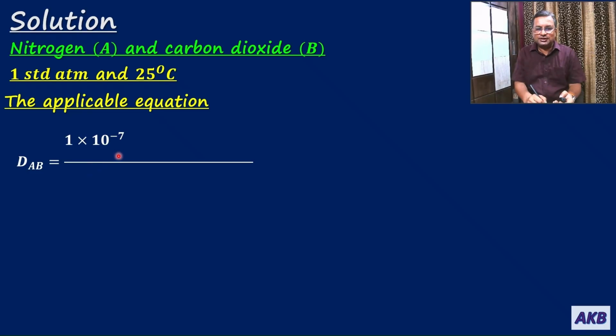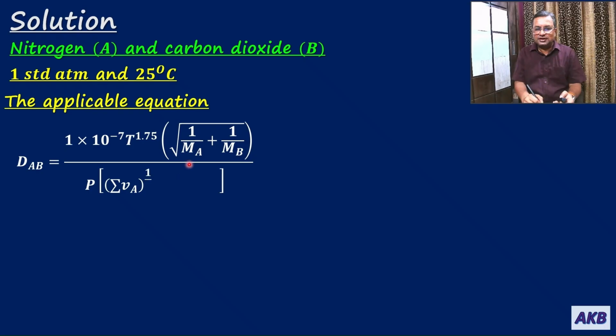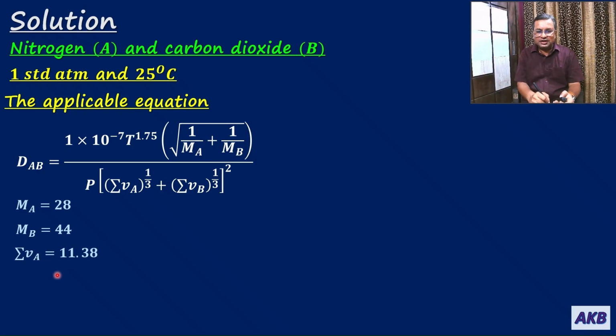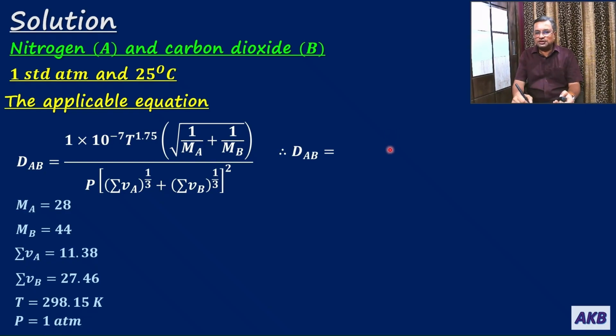The equation is dAB equal to 1 into 10 to the power minus 7 into T raised to 1.75 into under root of 1 upon Ma plus 1 upon Mb divided by P into summation of Va raised to 1 by 3 plus summation of Vb raised to 1 by 3 and square of this sum. So Ma in this case is 28, Mb is 44. Summation Va, we got it earlier, 11.38. Summation of Vb, we got it earlier, it is 27.46. Temperature is 298.15 Kelvin. Pressure is 1 atmosphere.